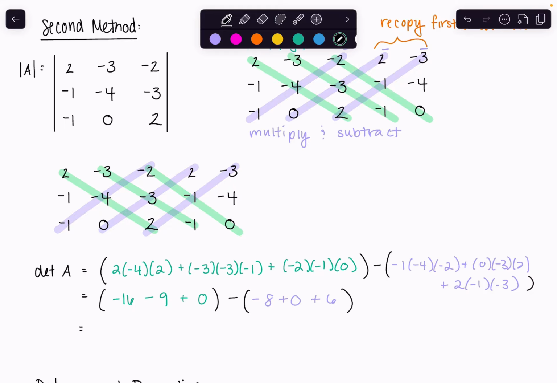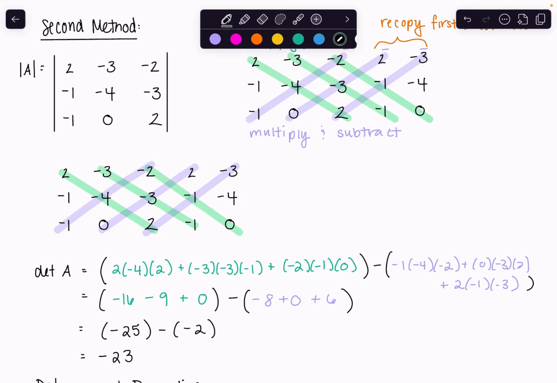So -16 minus 9 gives us -25. And then here, -8 plus 6 gives us -2. -25 plus minus minus turns to +2. We end up with -23. So exactly the same determinant, but I definitely think much cleaner to go through, okay? So I would highly recommend using this method for 2x2 systems instead.